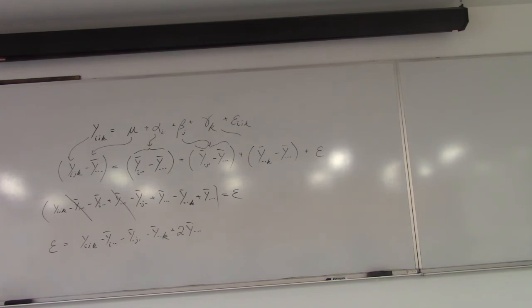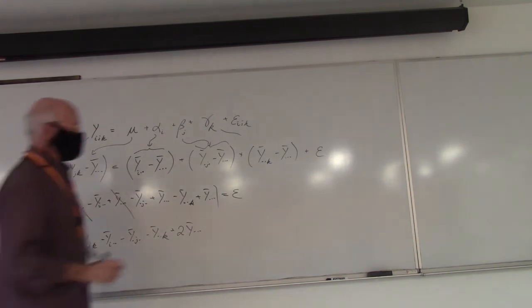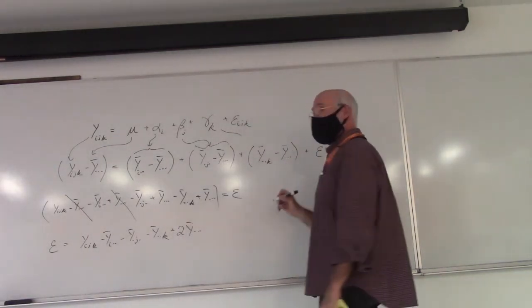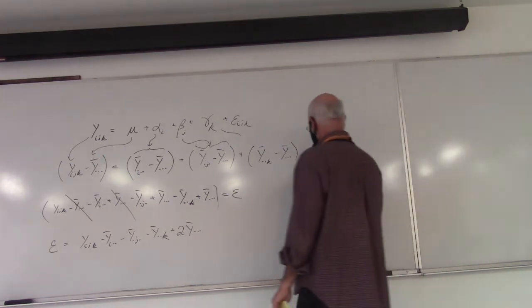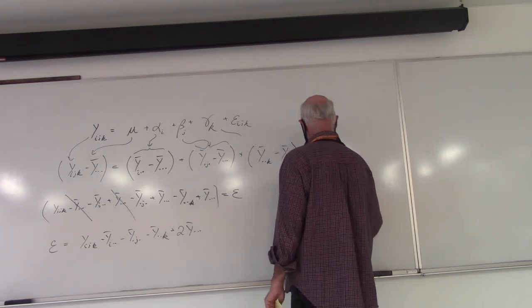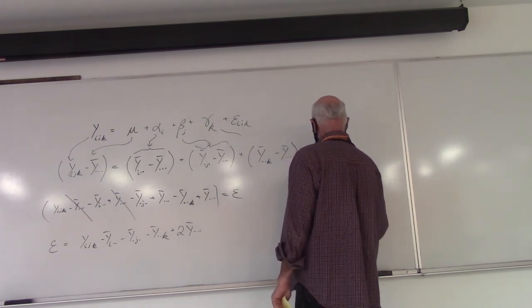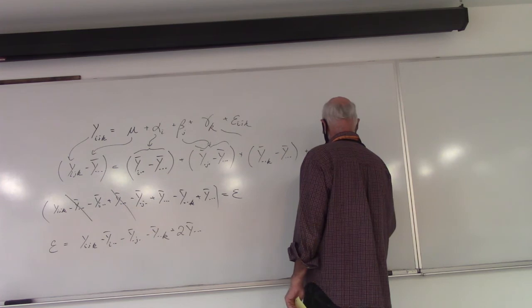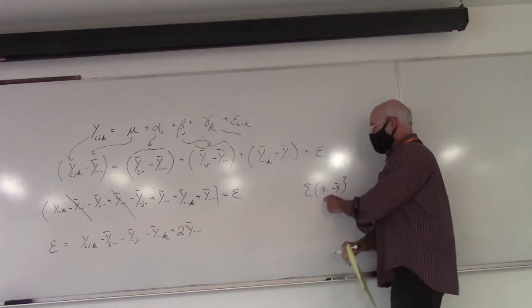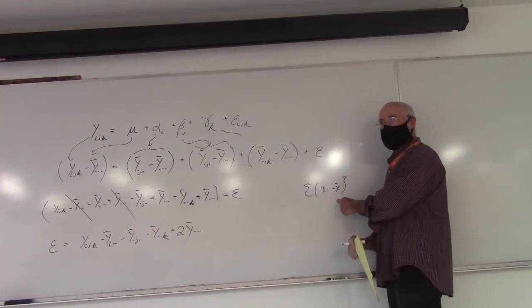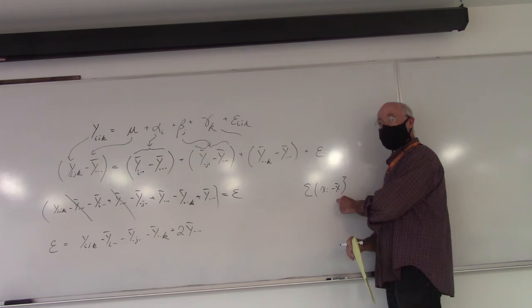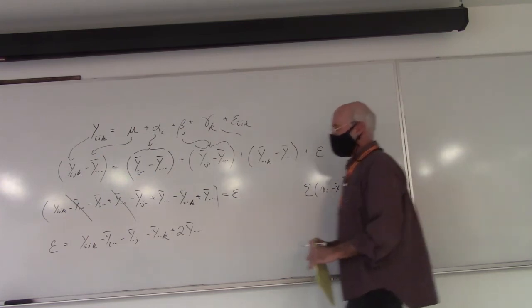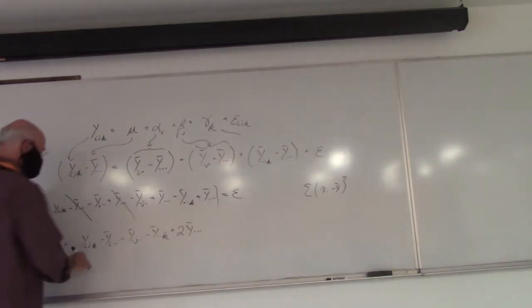Remember what we're trying to do. We're setting this up. We want this to be a variance term. And the variance is the sum of x_i minus x-bar, quantity squared. An observed minus an expected. The mean is the expected value. So it's an observation minus an expected value.